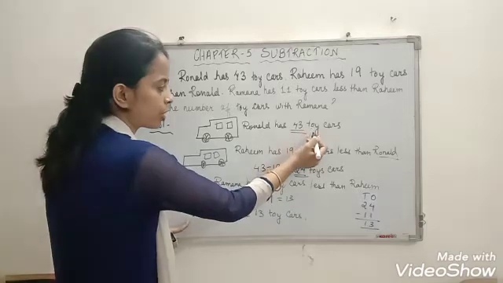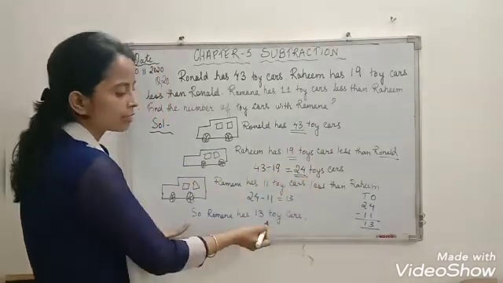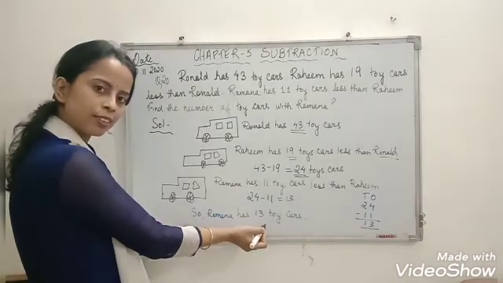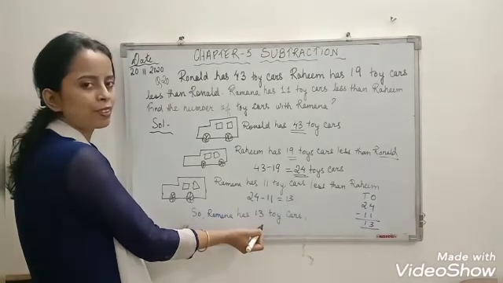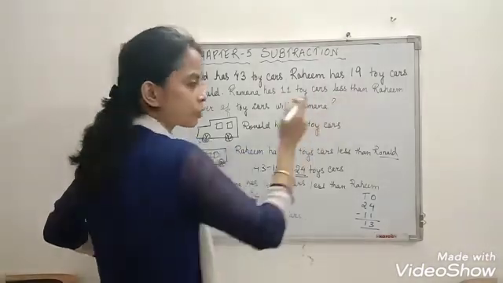Ronald has 43 toy cars. Rahim has 24 toy cars. Ramana has 13 toy cars. Clear, children? Got it? Less than, wherever it is written, means you have to subtract.